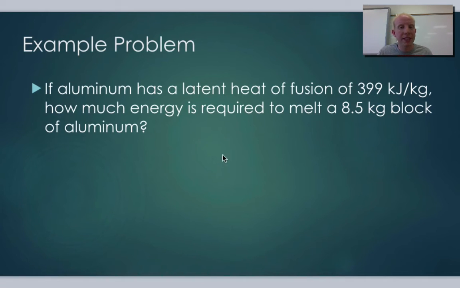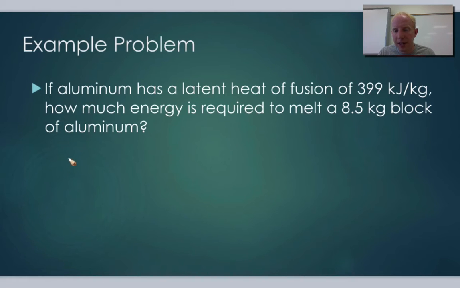All right, so if aluminum has a latent heat of fusion, that's a fancy word, but that means we're changing it from liquid to a solid. The latent heat of fusion is 339 kilojoules per kilogram. So how much energy is required to melt 8.5 kilogram block of aluminum? Now, the heat of fusion can go from solid to liquid or liquid to solid. In this case, we're going from solid to liquid because we're melting. That doesn't matter so much with the math.